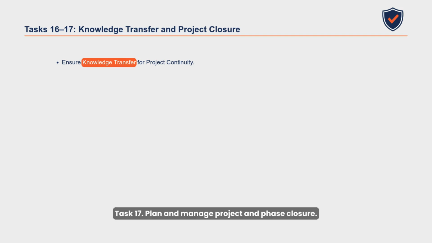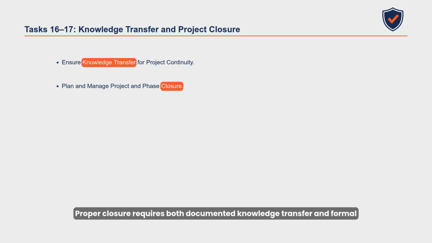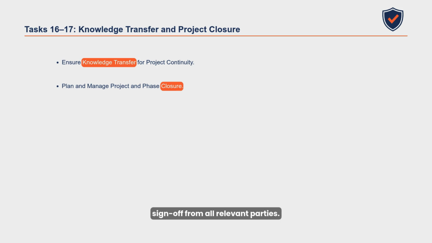Task 17. Plan and manage project and phase closure. Formally closing the project or phase, obtaining acceptance, archiving documents, releasing resources, and confirming that all contractual obligations are met. These two tasks are often tested together in the exam. Proper closure requires both documented knowledge transfer and formal sign-off from all relevant parties.